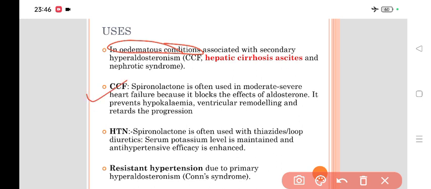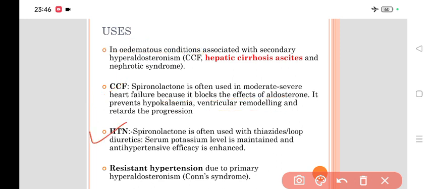In case of CCF, spironolactone is often used in moderate to severe heart failure because it blocks the effects of aldosterone. It prevents hypokalemia, it reverses ventricular remodeling, and it retards the progression of the disease.